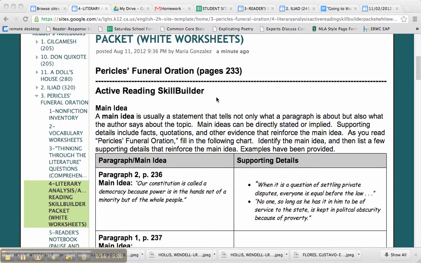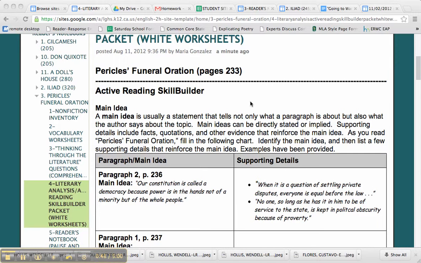I'm going to begin by reading the directions. Main idea. A main idea is usually a statement. A statement basically means a sentence. A main idea is usually a sentence that tells not only what a paragraph is about, but also what the author says about the topic. Main ideas can be directly stated or implied. Supporting details include facts, quotations, and other evidence that reinforce the main idea. As you read Pericles' field narration, fill in the chart, identify the main idea, and then list a few supporting details that reinforce the main idea.